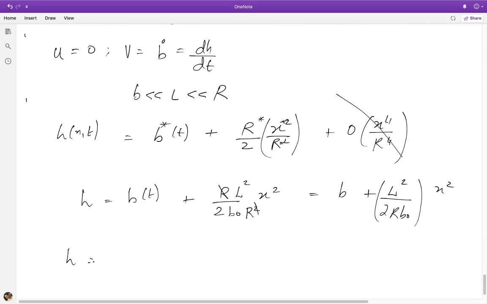And so I can write this in general as h is equal to b plus alpha x squared, where I know for the application of the thin gap theory alpha must be less than 1, or alpha must be a small number, which means that L squared by 2R b naught, dimensionally speaking, must be less than 1.